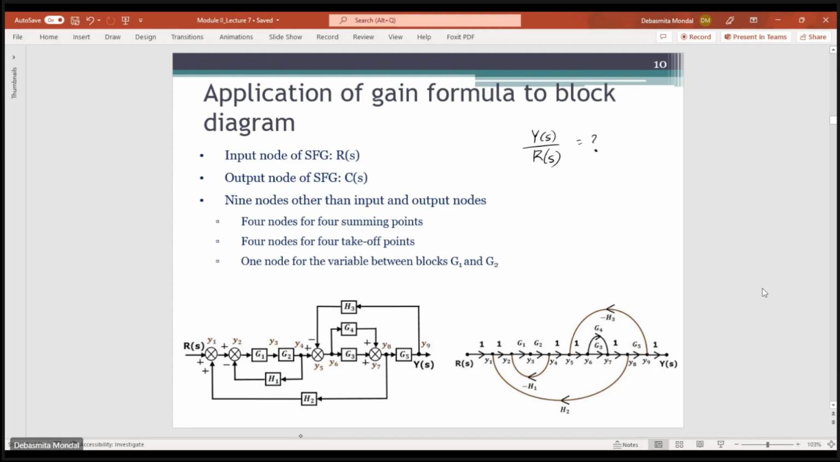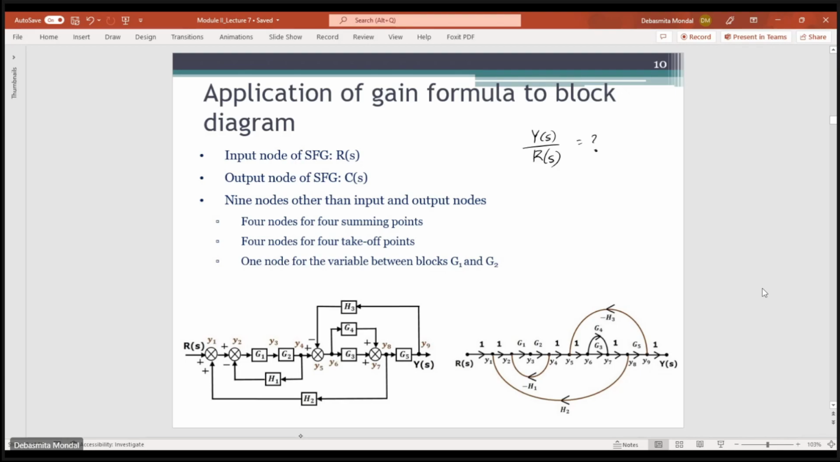So minus H1. Then if you come here, you see that between Y6 and Y7 there is G3, and there is another branch, another path, the gain of which is given by G4. And similarly for H3, H3 is connected between Y9 and Y5. Here between Y9 and Y5, there is H3, which is coming in as a negative feedback. So that means it will be denoted by minus H3.